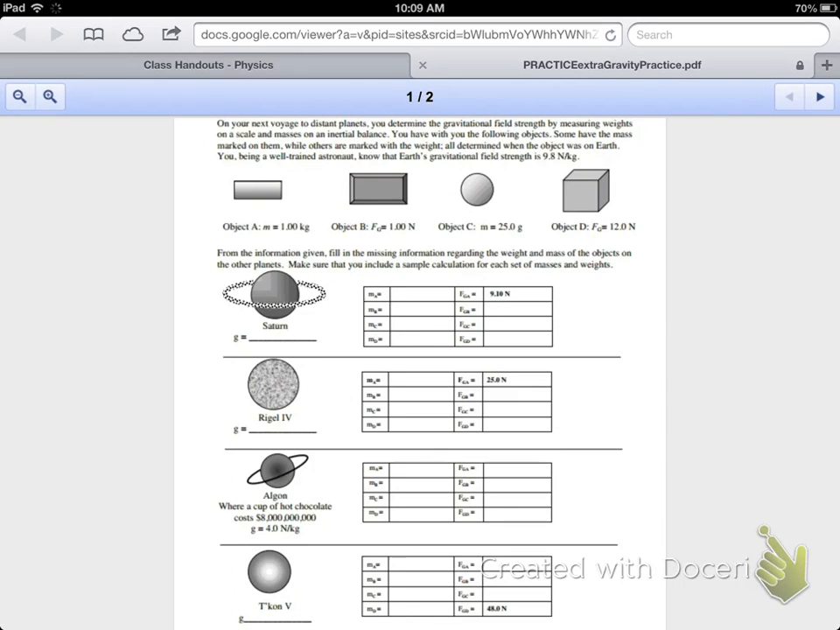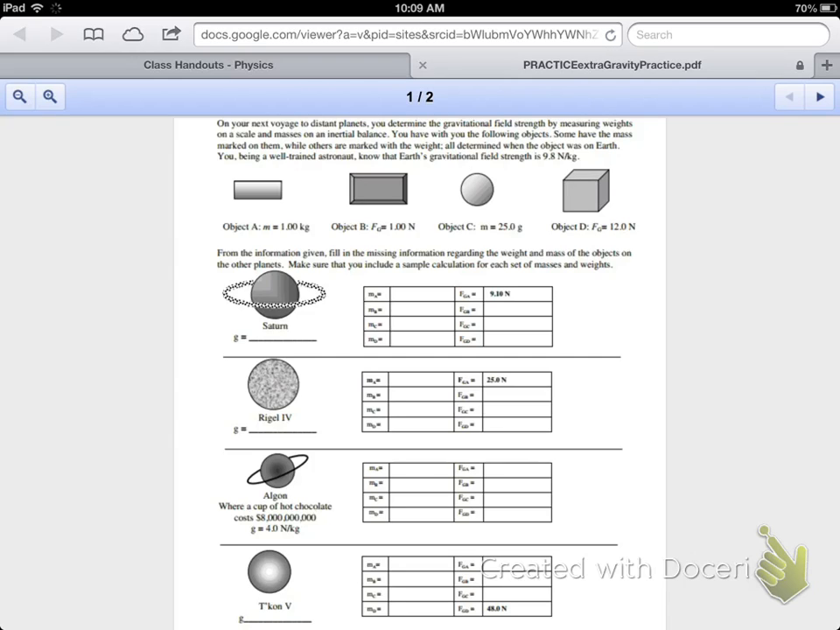Hello, and welcome to the Gravity Across the Universe worksheet, the extra gravity practice. To start, we're given 4 different objects. 2 of them we know a mass for, and 2 of them we know a weight for. That weight also being the force due to gravity measured in newtons.